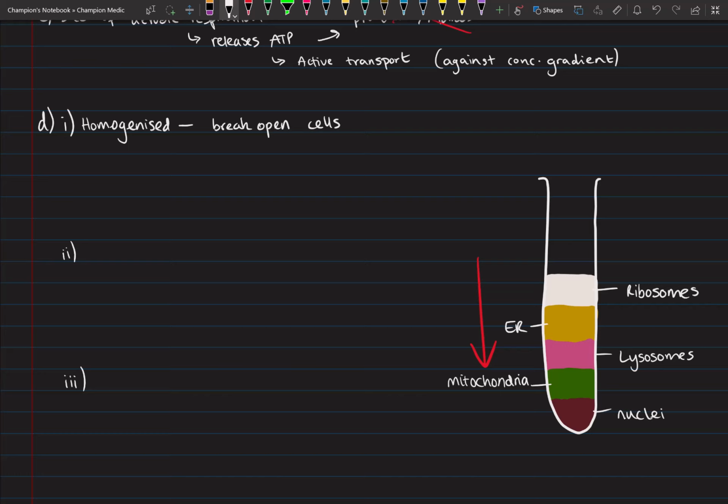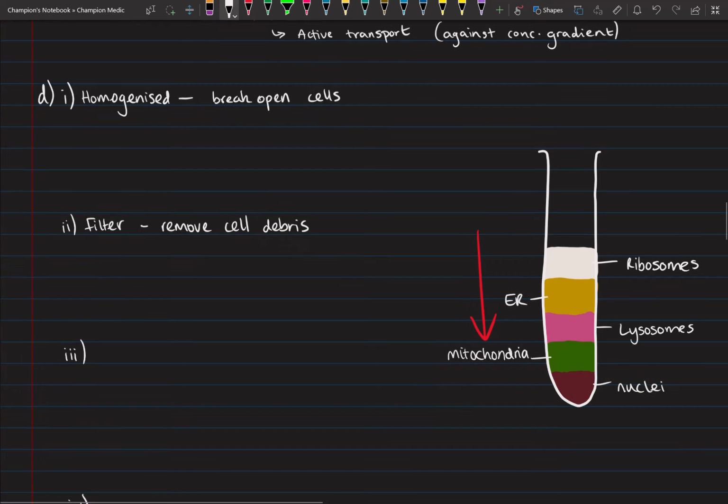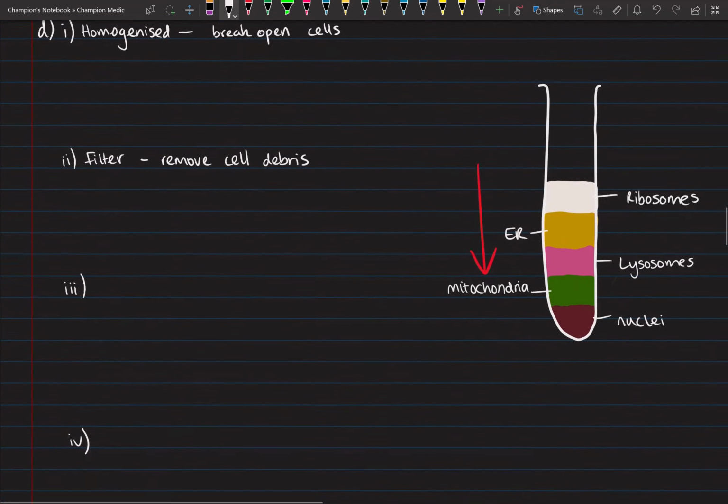Then the next part, why did they filter the resulting suspension? Filtering takes place to ensure that you remove or filter out any cell debris, which are excess unwanted parts of the cell, or anything else that's in there, like tissue or complete cells.